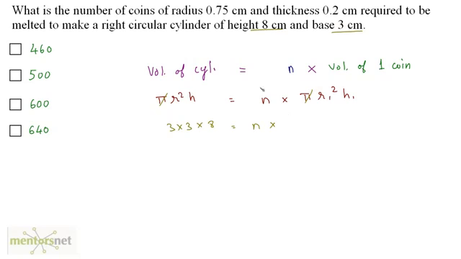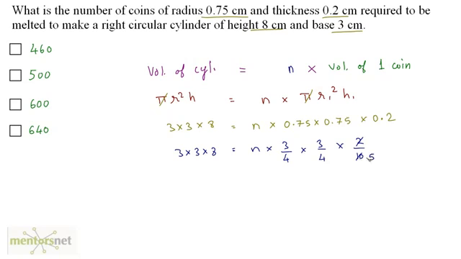What is the radius of the coin? Well, it is 0.75 centimeter. So 0.75 times 0.75 times, what's the thickness? Well, 0.2. Let us rewrite it. We have 3 times 3 times 8 is equal to n times 0.75, which can be written as 3 by 4, isn't it? 0.75 is 3/4. So this is again 3 by 4 times 0.2, which can be written as 2 by 10, or in other words 1 by 5. Okay, so this 3, this 3, this 3 and this 3 get cancelled out.